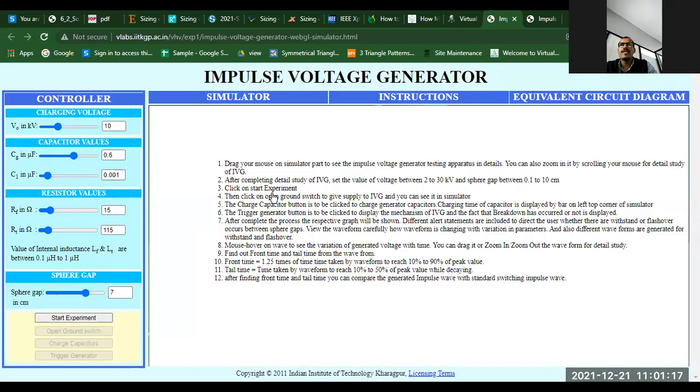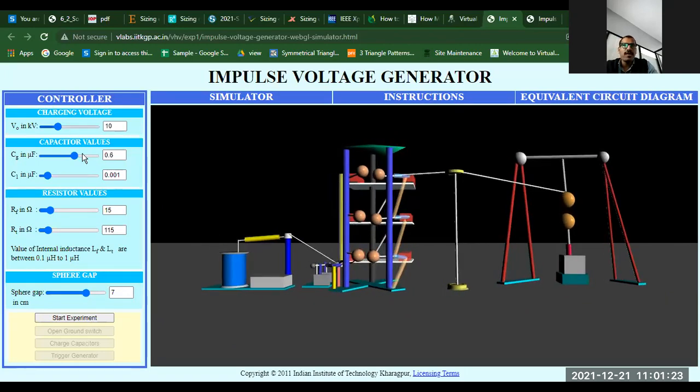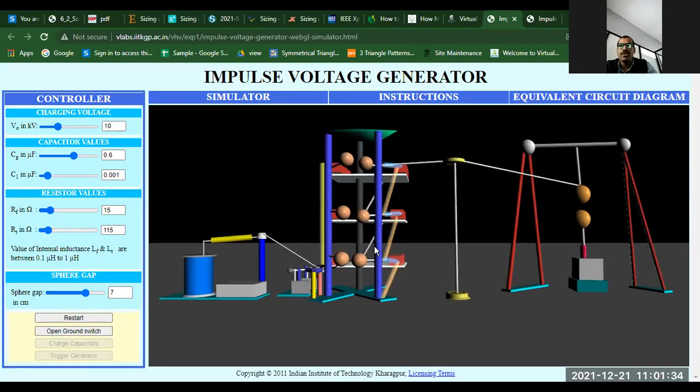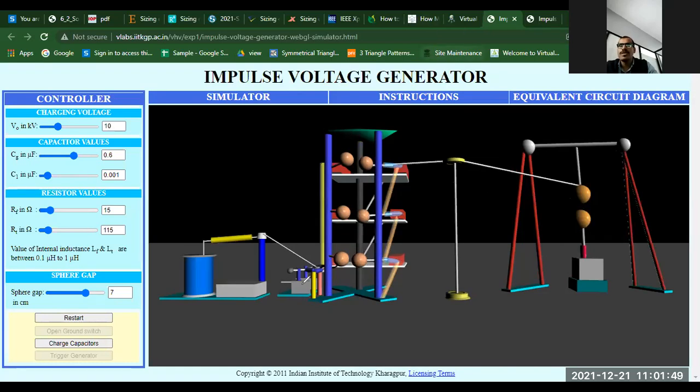So now we'll go for the experiment. I'll just minimize that. Now you see here. First, I'll keep all the values as they are. Here I will click on start experiment. Once I click on start experiment, a second switch is enabled, that is the open ground switch. Here you can see that switch. Let me show you that switch once again, in this circle in this corner you have to check. I'll click on restart.